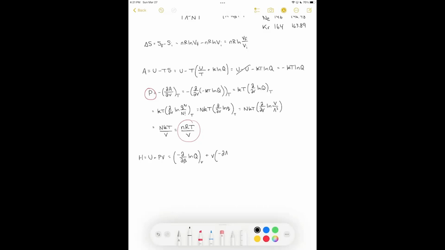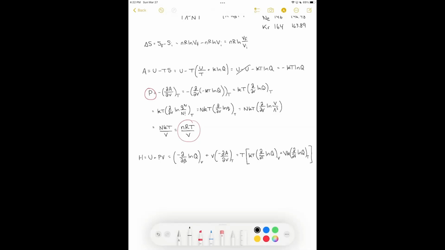P is equal to the negative derivative of the Helmholtz free energy with respect to volume. And we can plug in what the Helmholtz free energy is here. I'm going to skip a few steps and simply say that the enthalpy is equal to the temperature times kT times the derivative with respect to temperature of the natural log of Q at constant volume, plus Vk times the derivative with respect to volume of the natural log of Q at constant temperature. So this is our definition of enthalpy. Again, it's a little nasty, but we can use it to calculate the enthalpy based off of quantum mechanics if we want.